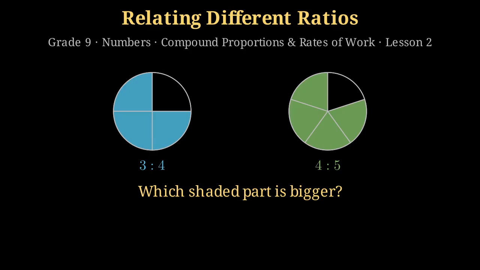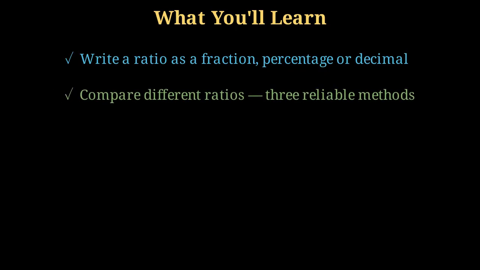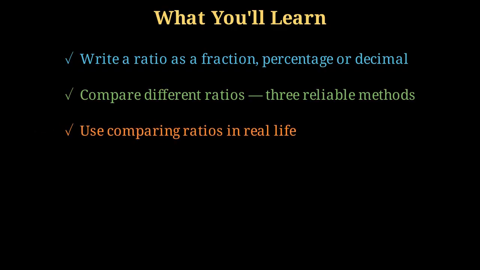different methods. By the end of this lesson, you will be able to first, write any ratio as a fraction, as a percentage, or as a decimal. Second, compare different ratios using 3 reliable methods: common denominators, percentages, and decimals. And third, apply comparing ratios in real life, from mixing drinks to sports statistics.